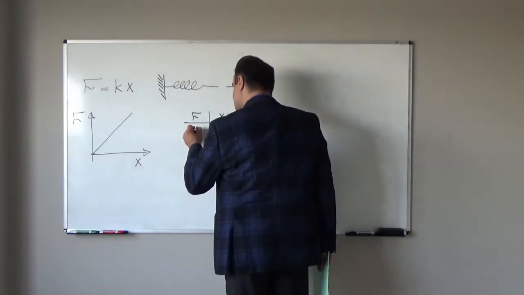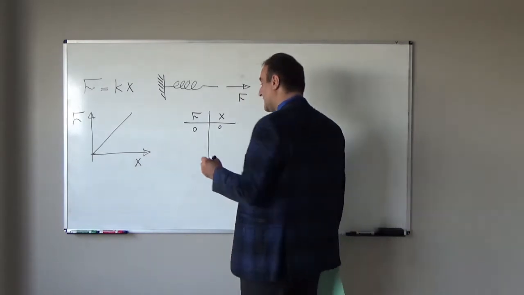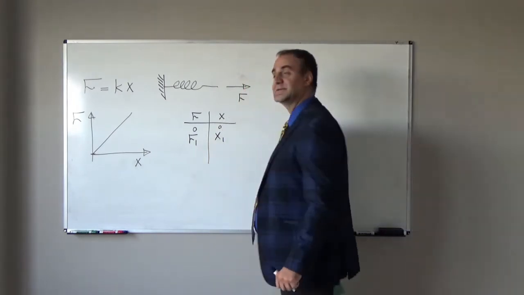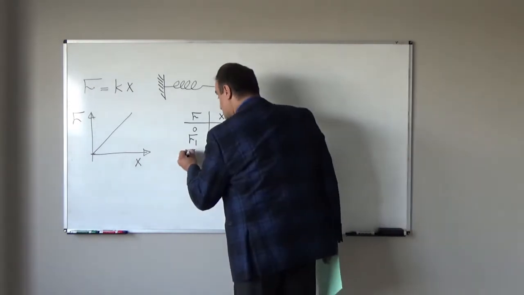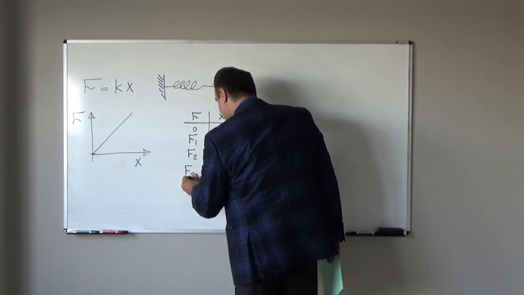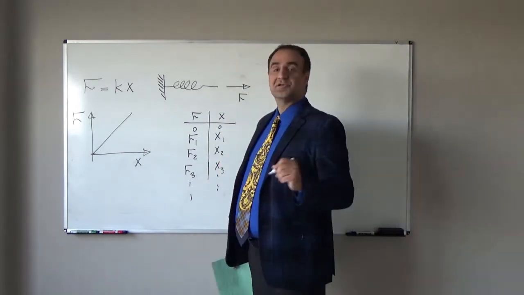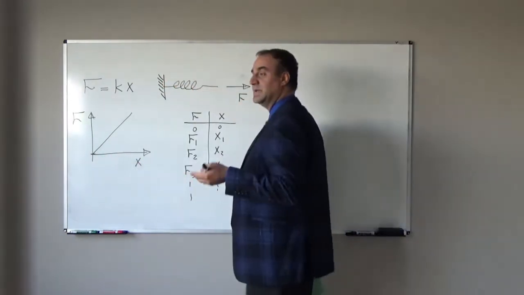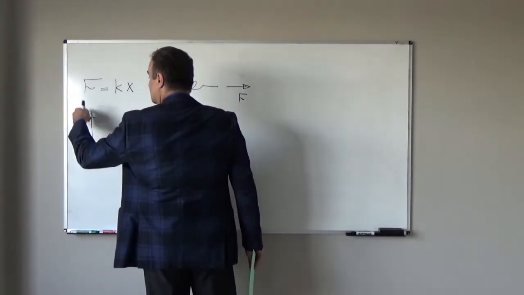I apply force 0, there is no deformation, it is the initial length. Then I increase force to F1, and we will have deformation x1. Then I gradually increase the force to the F2 value, so deformation will be x2. I will increase to F3, deformation will be x3, and so on. If I show those in an xy coordinate, what will I have? On the x-axis, I show deformation x, and the y-axis, I name it force.